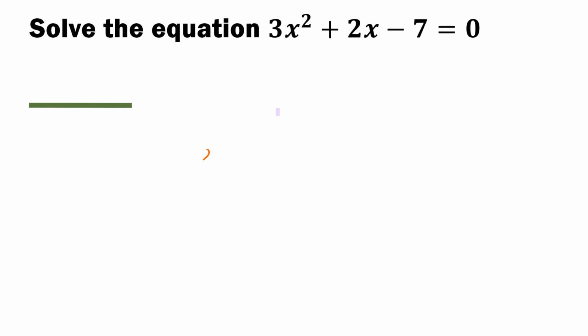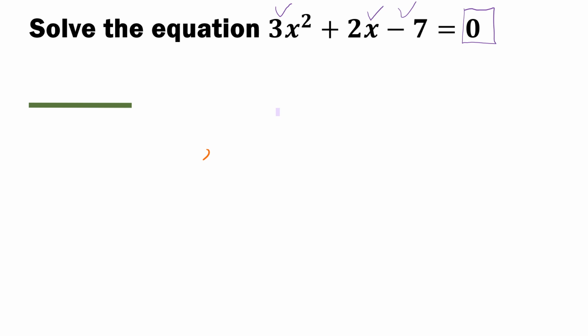All right, let's look at another question. You're given 3x squared plus 2x minus 7 equals 0. Again, let's check if it's arranged properly. The x squared term must come first. And yes, our x squared term comes first, followed by the x term, followed by a constant, and on the right hand side, you must make sure it's a big fat 0.